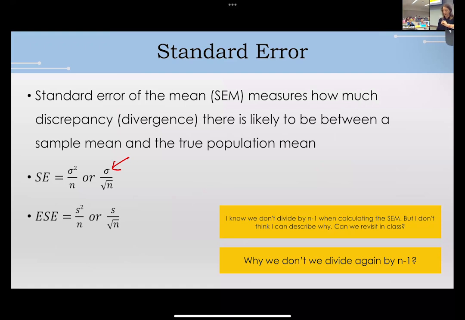If we're estimating, we do need to account for that, but we already did when we calculated the sample standard deviation. Remember that sample variance is sums of squares over n-1. Right? That's this. And so we've already accounted for n-1. We don't have to do it again.